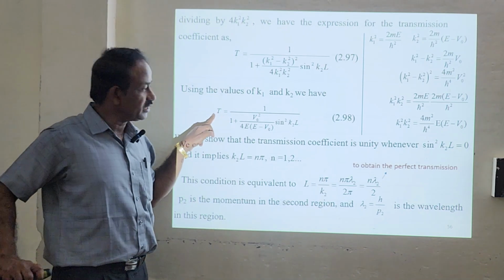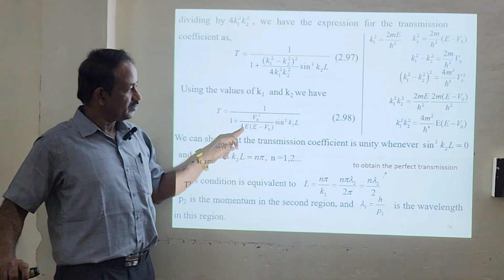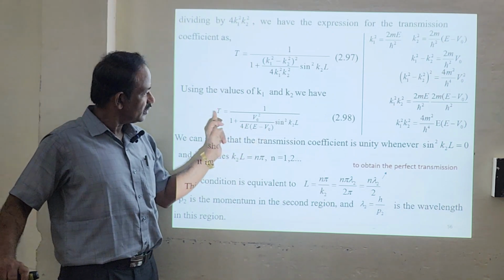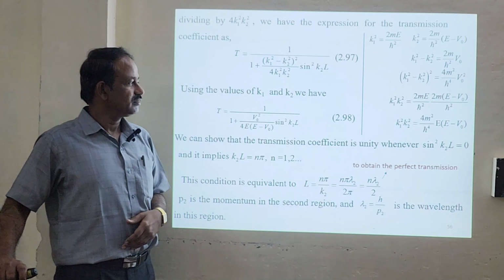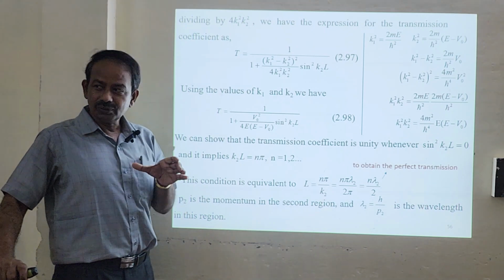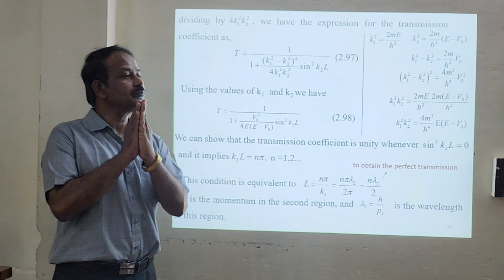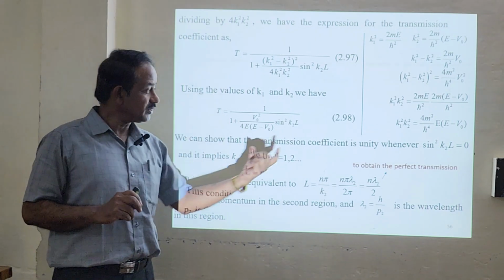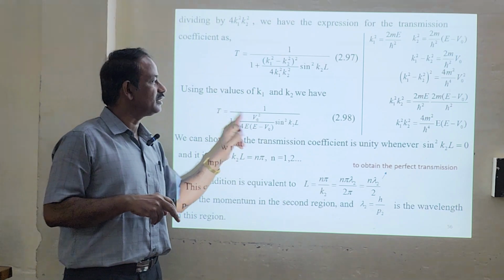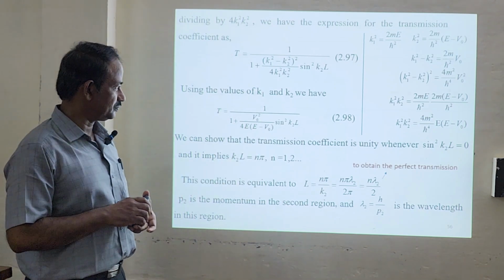Your transmission coefficient depends on E, depends on V0, depends on L. It's a very important one. Depends on L. So if the thickness of the barrier is very small, it can easily transmit. So that's why I said it's very important that T depends on L.